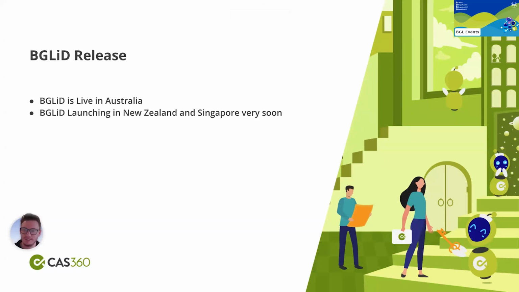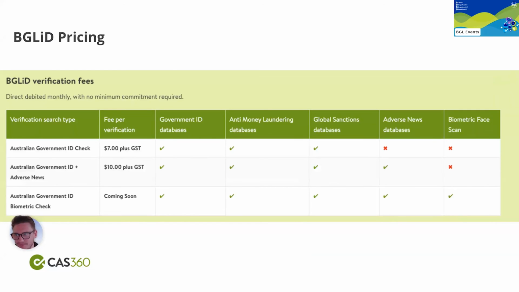For CAS 360 New Zealand and Singapore clients, we are launching BGL ID very, very soon. Might be a week away. So BGL ID is very close to being launched in New Zealand and Singapore.